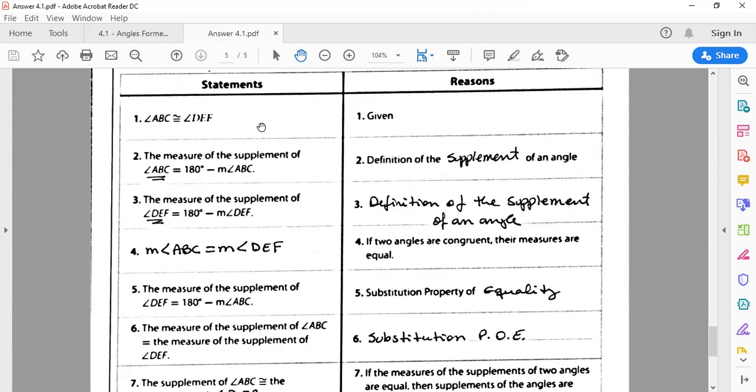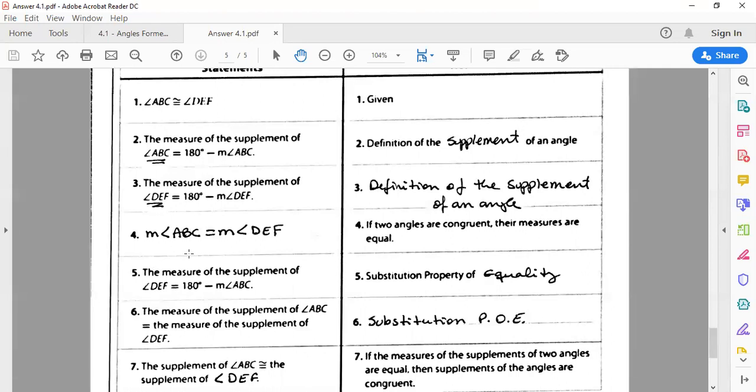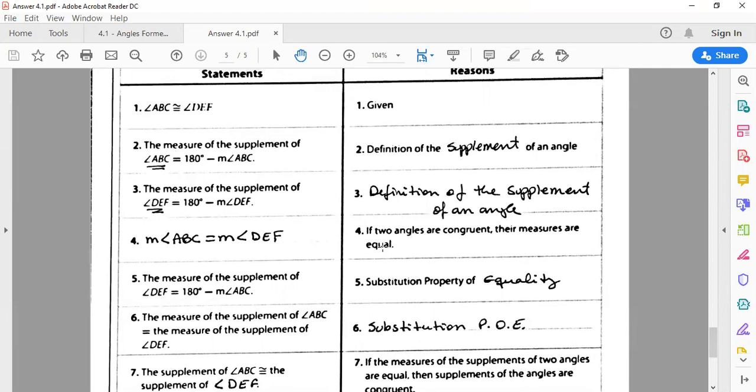As we looked at in your turn above. Then the measure of the supplement of angle DEF is also equal to 180 minus the measure of angle DEF. Again, definition of supplement of an angle. Then the measurement of ABC is equal to the measurement of DEF. So if two angles are congruent, that means their measurements are equal.